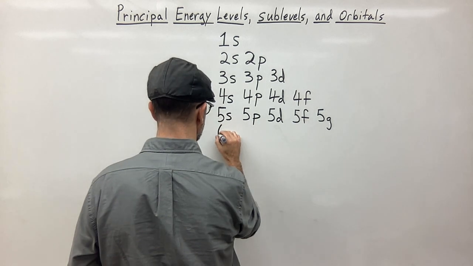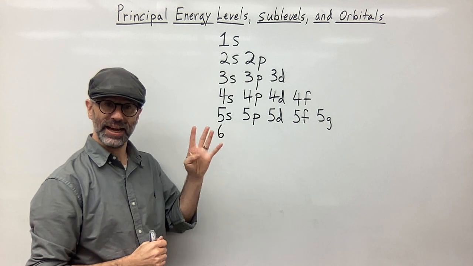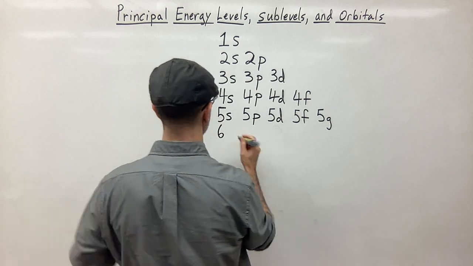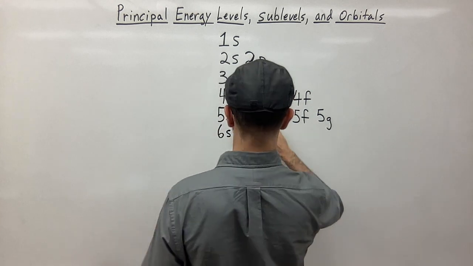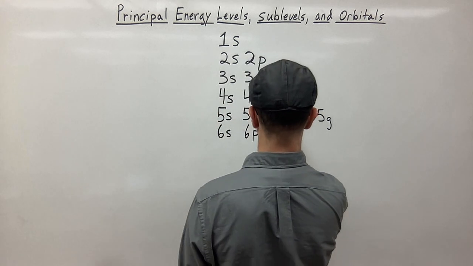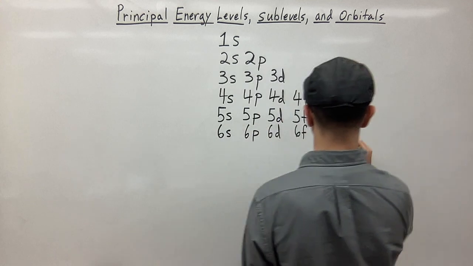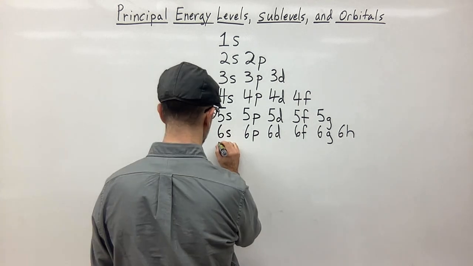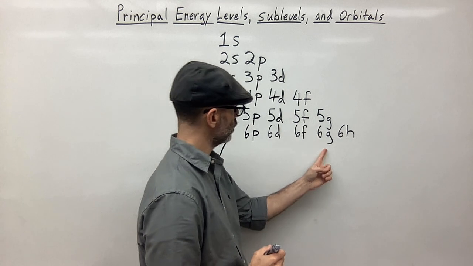So we'll do 6. And then, of course, we'll need 6 sublevels at principal energy level number 6. So that's going to be S, P, D, F, G. What's after G? H. So we'll have to fill in all the way to H. So 6S, 6P, 6D, 6F, 6G, and then 6H.